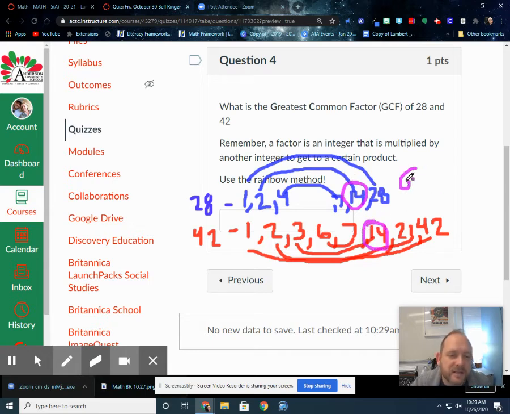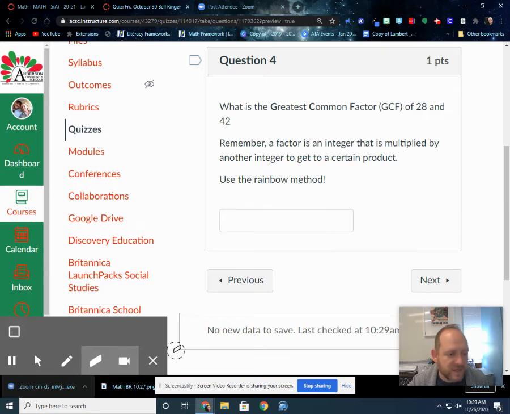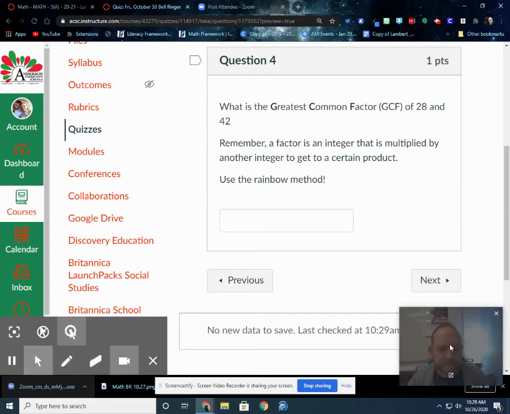That means our greatest common factor between these two numbers, the one that they have in common that is the biggest, is 14. There you go. Again, you'll need to know this because it will make multiplication and division, and especially when you're dealing with simplifying fractions, way easier for you.